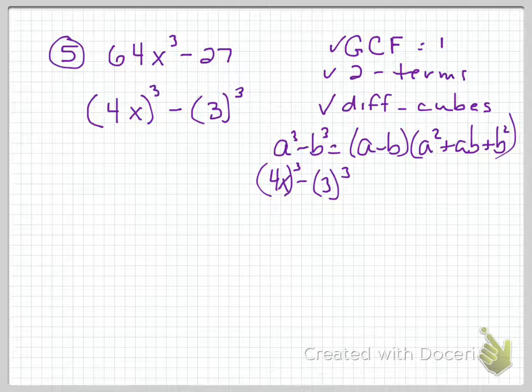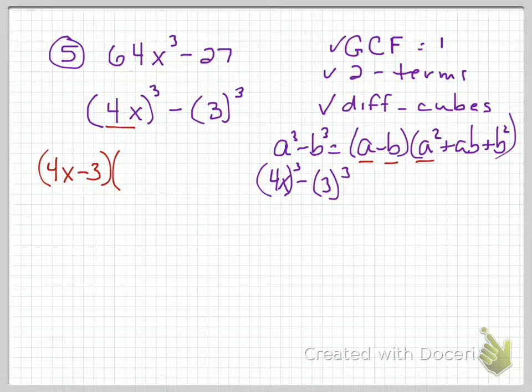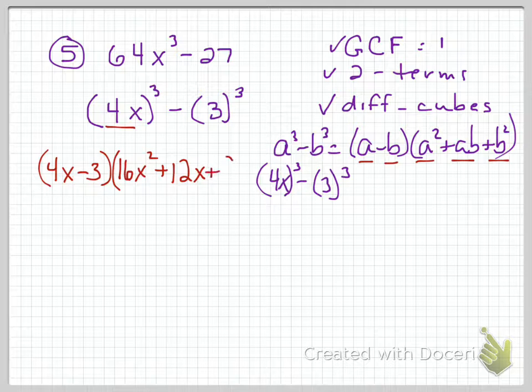So we go a minus b, 4x minus 3. Then it says, take the a value and square it. Well, we square 4x, that's 16x squared. It says, add a times b. 3 times 4 is 12, and we get an x. And it says, square the b. So we take 3 and we square it. And we're done.